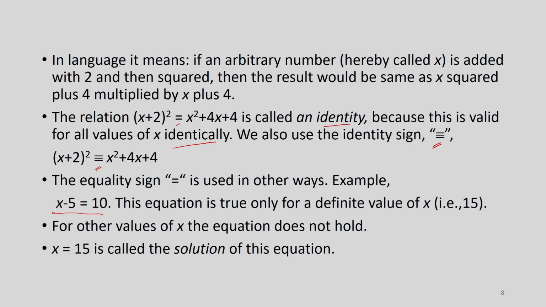So, LHS is equal to RHS only if x has a particular value, and that is why this is not an identity, it is an equation. For other values of x, the equation does not hold. x = 15 is called the solution of this equation. So, when you have an equation, it may have a solution. Here in this case the solution is 15.